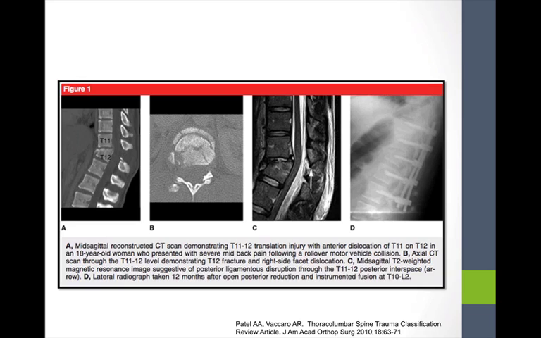In this patient, the TLICS scoring was as follows: Injury morphology, 3 points. Neurologic status was intact, so 0 points. The posterior ligamentous complex was disrupted, 3 points. The total TLICS was 6 points, which indicated the need for surgical treatment. This patient was treated with an open reduction and posterior spinal fusion, as can be seen in Figure D.